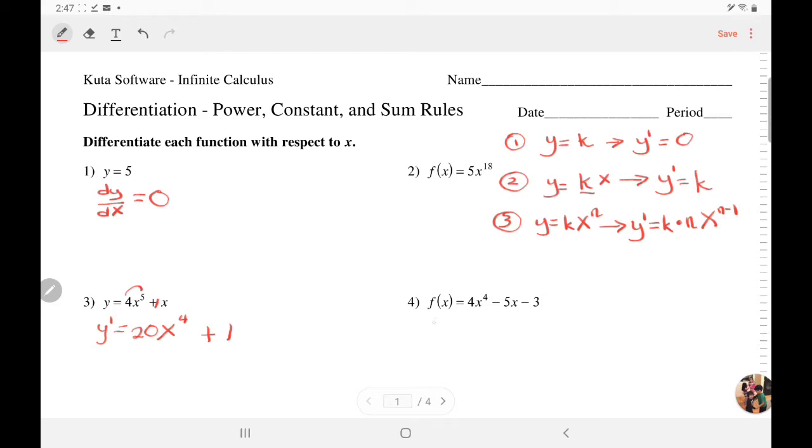Let's work number 4. So the derivative of f is f prime. For term number 1, use rule 3, where you multiply the constant and the power. So that would be 16x, reduce the power by 1, so it's 3. Done with the first term. Now differentiate the second term. Use rule number 2, where the derivative of a constant times x is just the constant, so negative 5. Now for the third term, use rule number 1, where the derivative of a constant is 0, so we don't have to write 0.